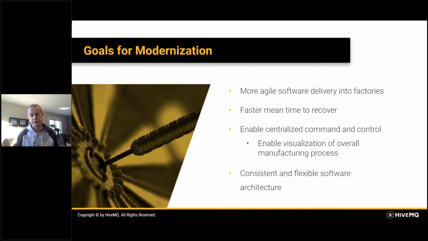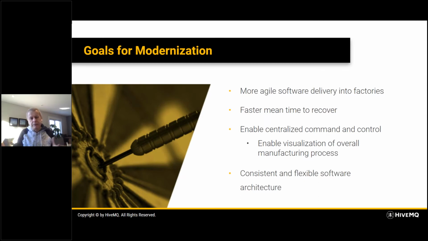Second is a faster mean time to recovery. If there is a problem, and there always will be problems, how do you recover from those problems in a quicker manner? This goes back to lessening the downtime of a factory, which is core to the success of a factory.